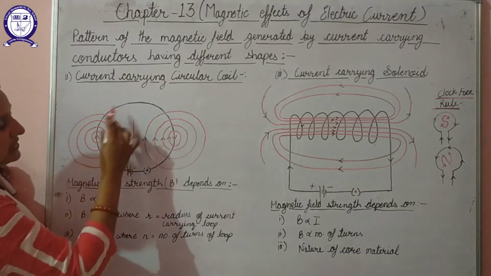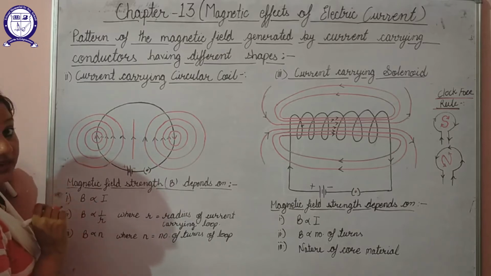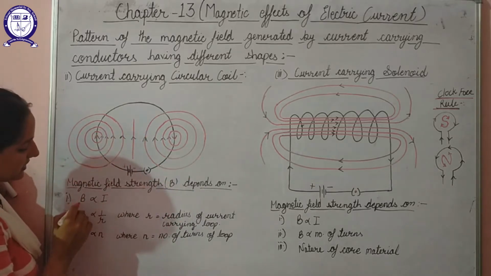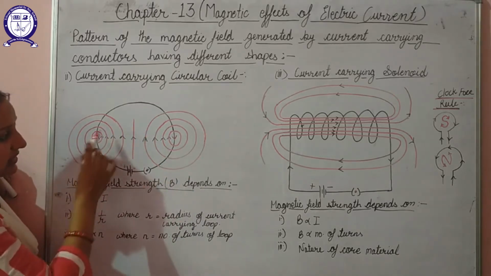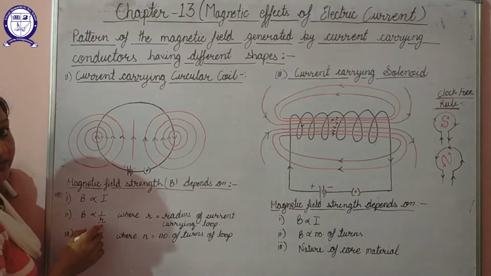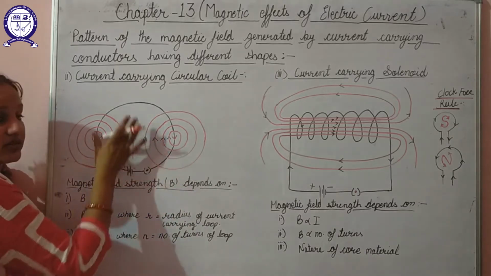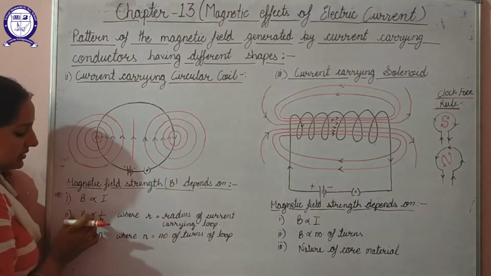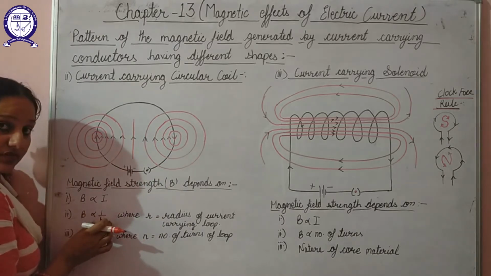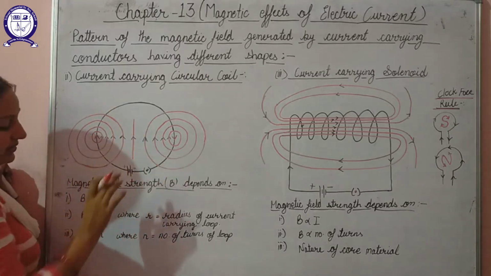Now the magnetic field of the circular coil will depend on, the very first point, the current. The larger the amount of current flowing through this wire, the higher will be the strength of the magnetic field created around it. Second, it will be inversely proportional to R, where R is the radius of the circular coil. That means the greater the radius of the coil, the lesser the magnetic field strength, and the lesser the radius of the coil, the higher the magnetic field strength around it.